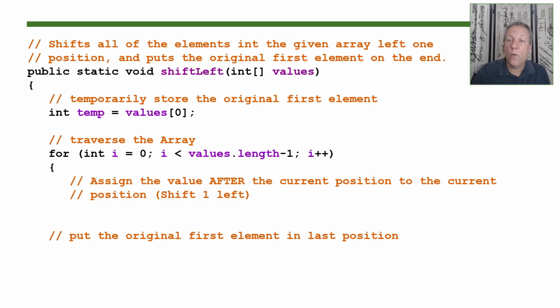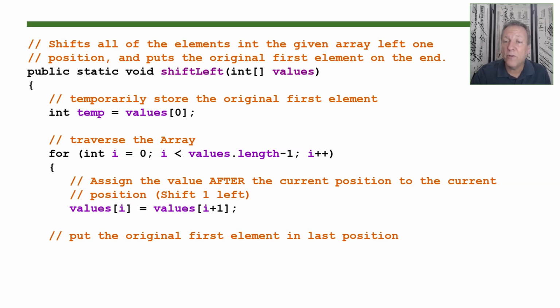We're going to traverse the array using a for loop. Now notice that our Boolean condition is less than length minus 1 because we want to prevent going out of bounds, like we saw in the last video, when we're accessing consecutive elements here. Now our assignment statement takes the value that is one position to the right of our current value, i plus 1, and assigns it into the current position that we're visiting.